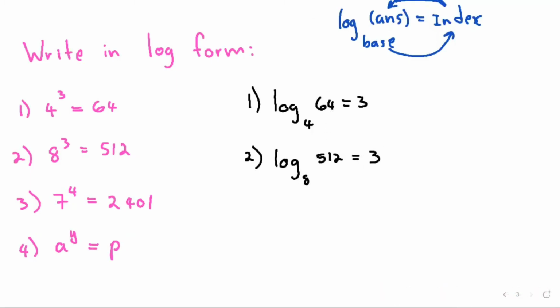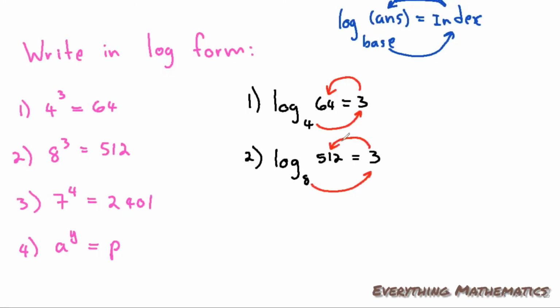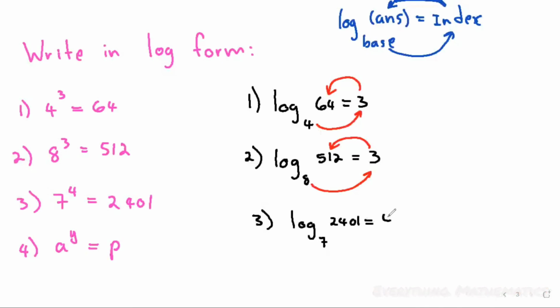So remember, let me put it in red here now. To always remember, it's base to this index supposed to give us this result. So it's like you have that spiral effect taking place there. Let's go to number 3 speedily. You have log of base 7 will give us a result of 2,401, and that's equal to 4. So again, 7 raised to the 4th will give us 2,401.